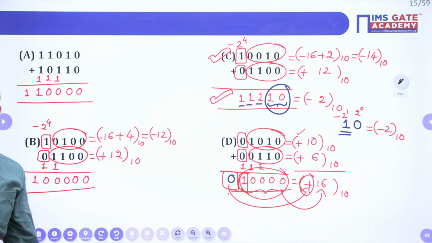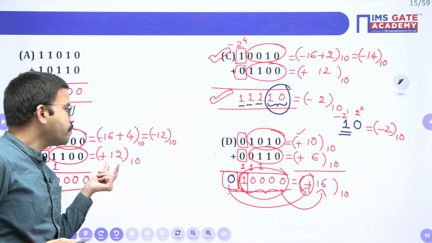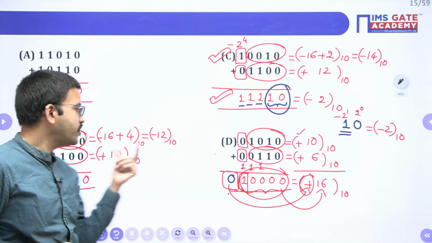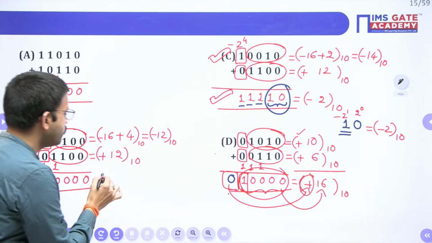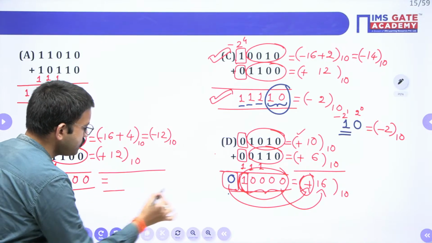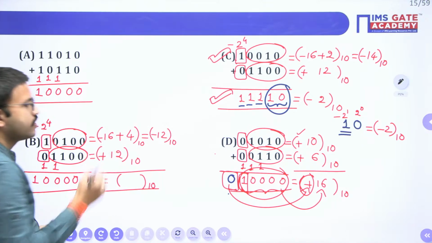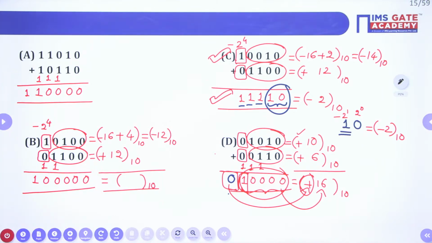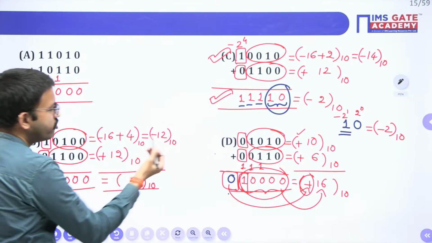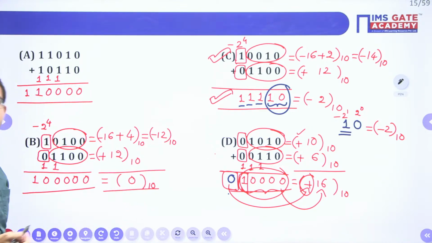So now all of you please respond. When you are adding plus 12 with minus 12, the resultant value should be how much? 0, right? Plus 12 and minus 12 is nothing but 0. But here this 1 came, and we have to ignore it.